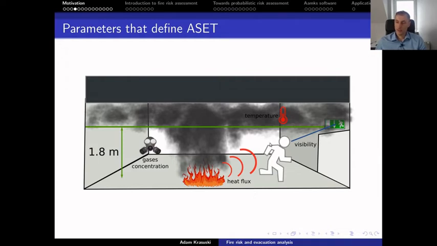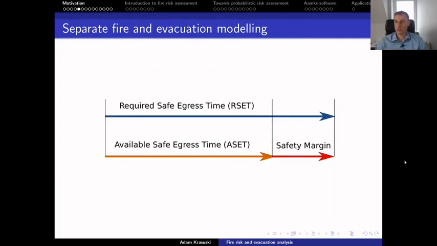And the final analysis is to compare the required safe egress time, as the time needed for occupants to evacuate from the building, with the available safe egress time, add some safety margin, and then judge whether the building is safe or not. And currently the most applied type of analysis for this problem is deterministic analysis.